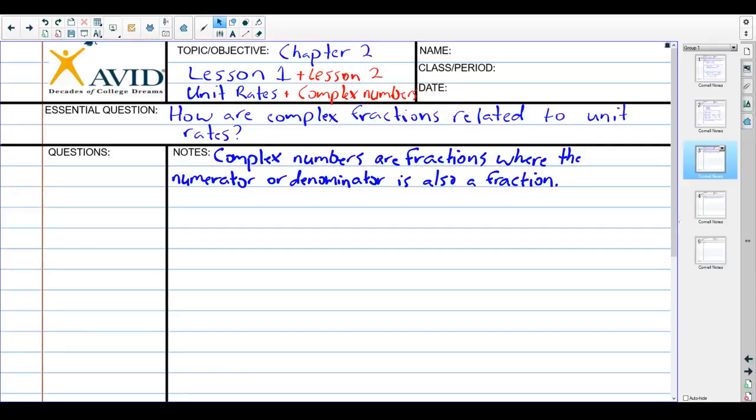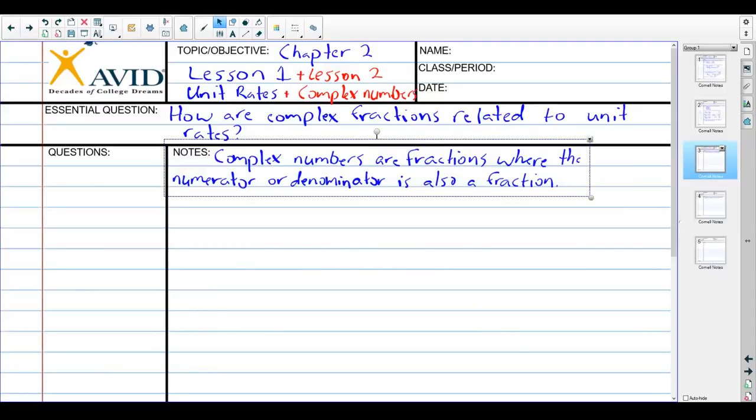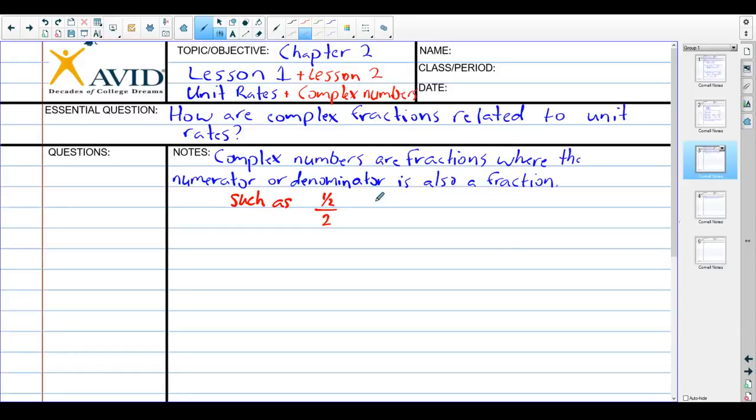So our next part. Lesson 2 is all about complex numbers, and complex numbers are just fractions where the numerator or denominator is also a fraction. So it's just fractions within fractions, which is not as bad as you can imagine it in your mind. My example here, such as 1/2 divided by 2 or 4 over 3/4. So again, this looks terrible, but it's not that bad.